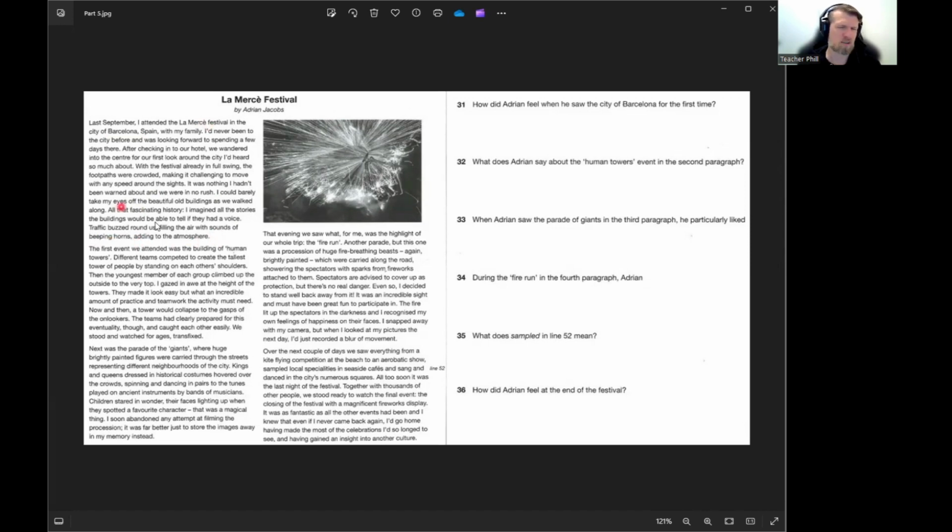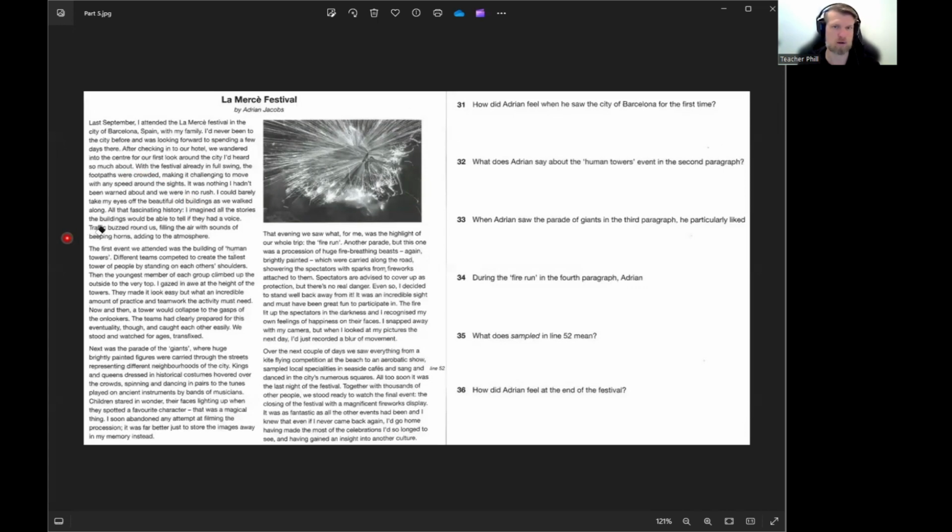So reading that first paragraph, it seems to me that Adrian had a very positive impression of Barcelona. He talks about how he liked the buildings and the history, and that all the crowds and the noise didn't really bother him that much. He said traffic buzzed around, adding to the atmosphere. So he actually liked that busy, hectic, noisy atmosphere, and he really enjoyed seeing all these historic buildings. So that is my answer.